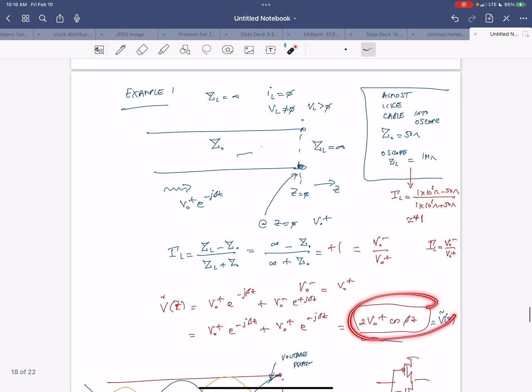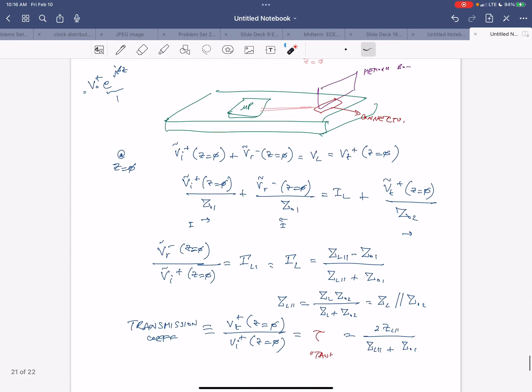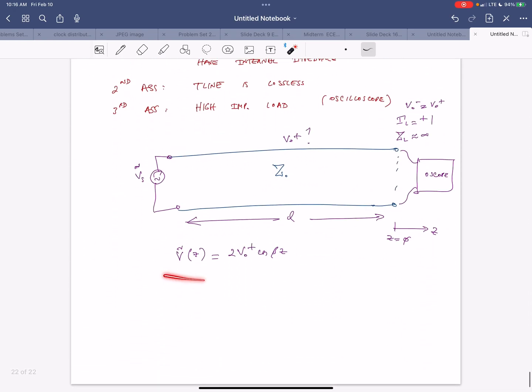We just calculated in our example 1 the case where the impedance was infinite. We came up with the voltage on the line as 2V0 plus cos of beta z. So I'm using that, saying it's the same case. That's where I came up with this. So I have the line voltage as a function of position, and that position goes from z equal to 0 to z equal to minus L.